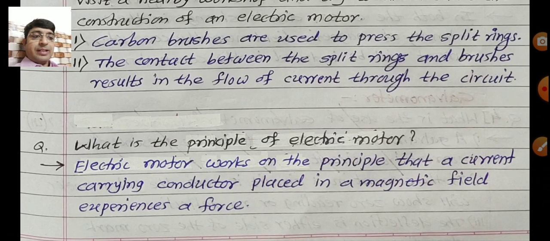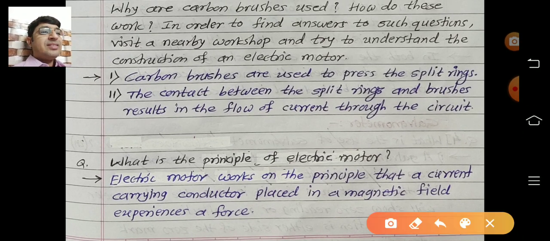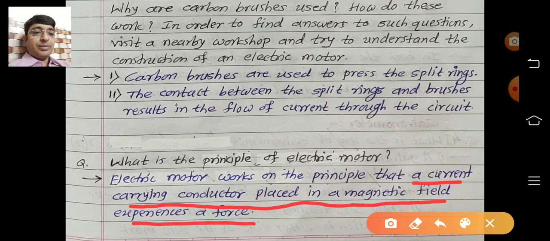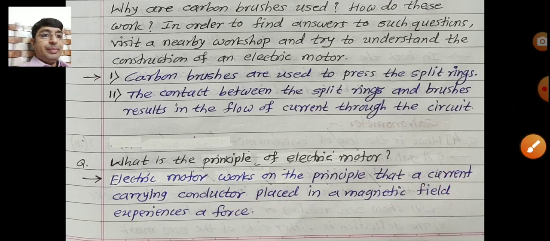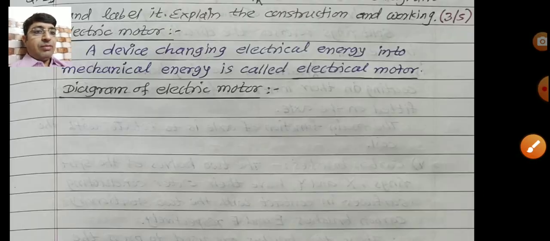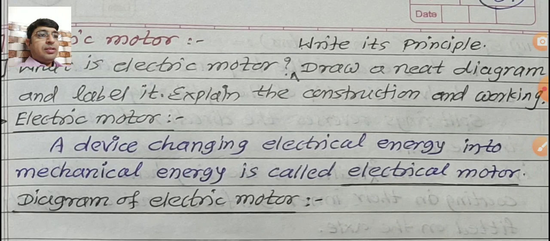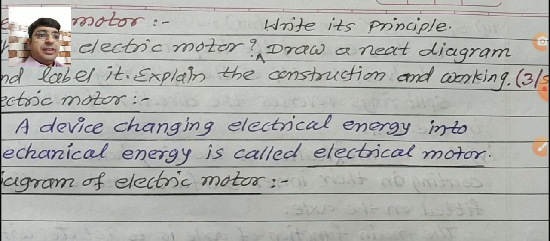So what is the principle of the electric motor? The electric motor works on the principle that, so you underline here, a current carrying conductor placed in a magnetic field experiences a force. If you write this answer about the principle of the electric motor, you get 1 mark. Be careful. Then afterward, what is given in the question? We have written the meaning of electric motor and principle. Now you draw the diagram with labels, and then afterward we write the construction and working.